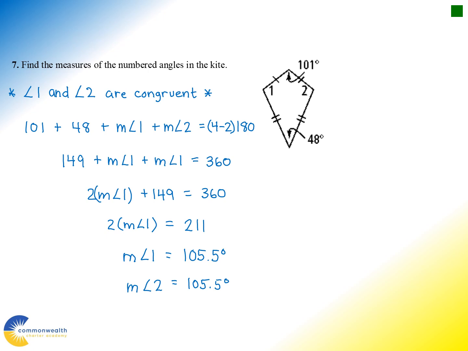And as a result, the measure of angle 2 is also 105.5 degrees.